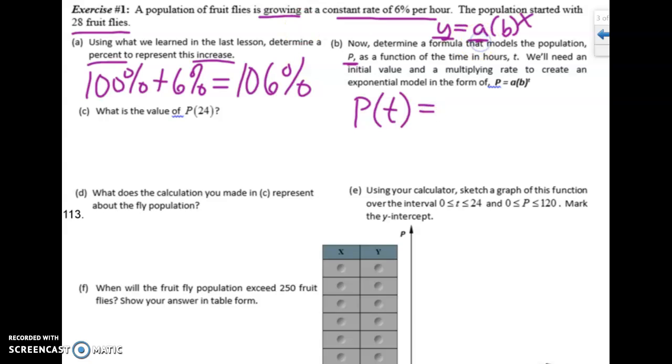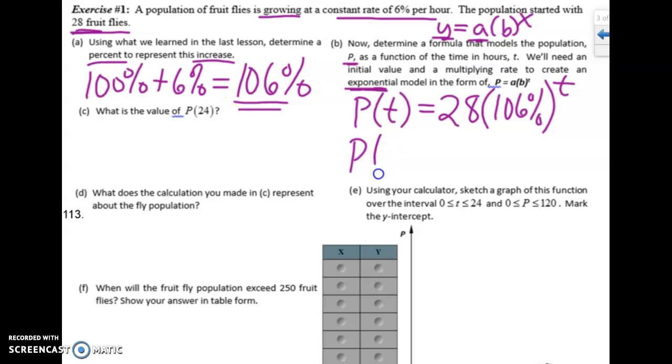The a is the starting value. So that is 28 fruit flies. So that number goes first, and then we're multiplying by the percent increase, so the 106%, and then because this is an exponential, it's got the word exponent right in there, it's going to have a variable for an exponent, and that is t, which we're going to learn is the number of hours. Now, I don't actually use this particular model. I have to use the one with a decimal. So I'm going to move that decimal 2 times.